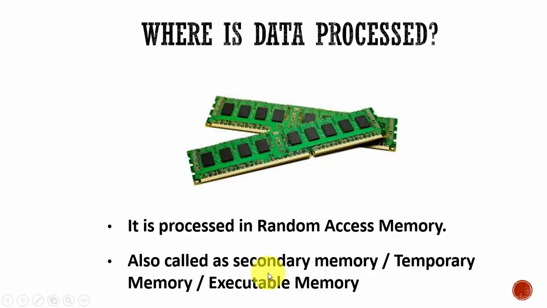It is also called a secondary memory or temporary memory or executable memory. Right? This memory is called temporary memory because the data is stored temporarily to perform the necessary operations. Once the necessary operations are done, the data is cleared out. Or when you switch off your computer, the data in this memory is wiped out. Right? That is why it is called a temporary memory.